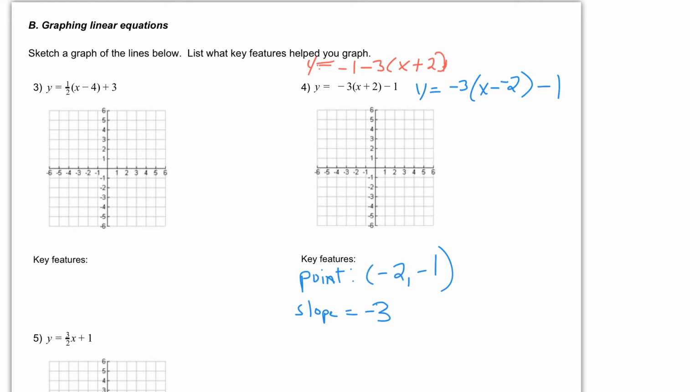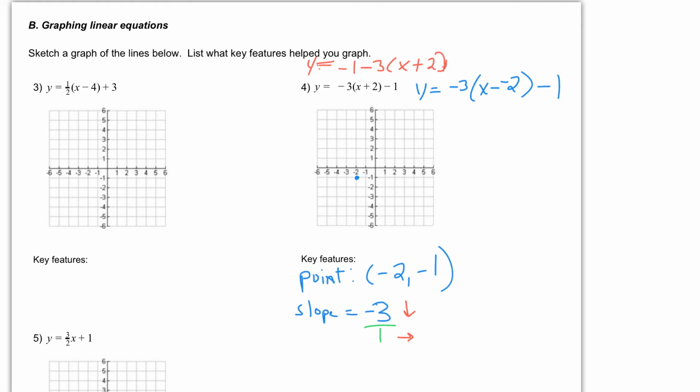In order to graph this, we would start with our point. So we're going to go and plot the point -2, -1. So we go to -2, then down to -1. And then we have a slope of -3. So that slope of -3, in order to use that to graph, we want to change that to a fraction. So to change that to a fraction, we're going to put that -3 over 1. And so when we're looking at that, that tells us that we're going to go down 3 since the negative is on the top. And since it's positive on the bottom, it tells us to go to the right.